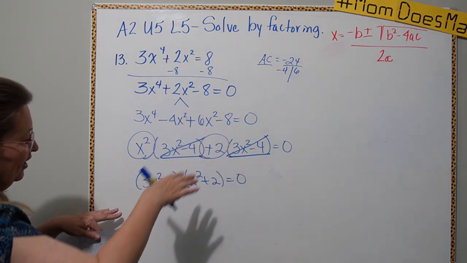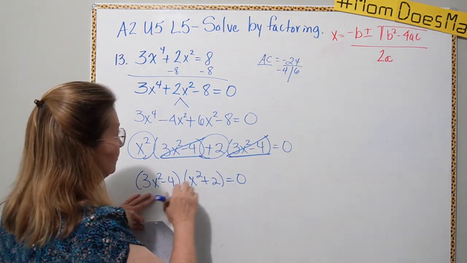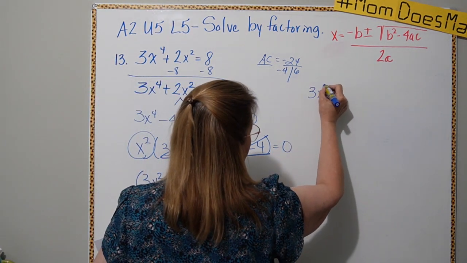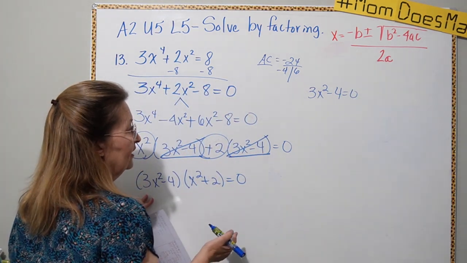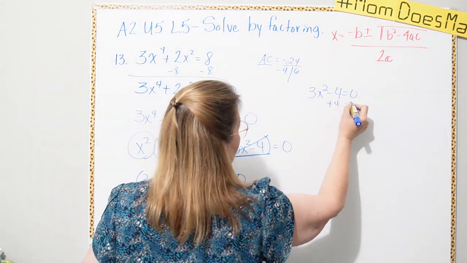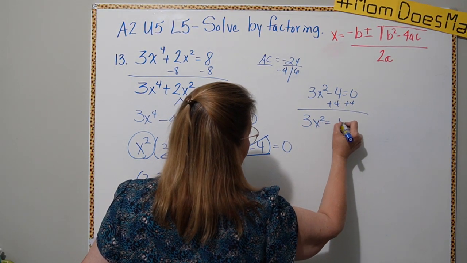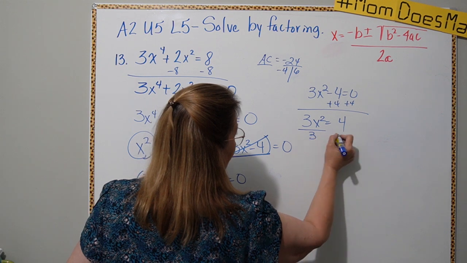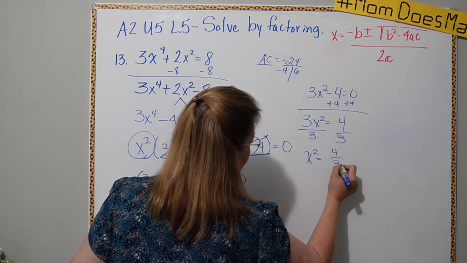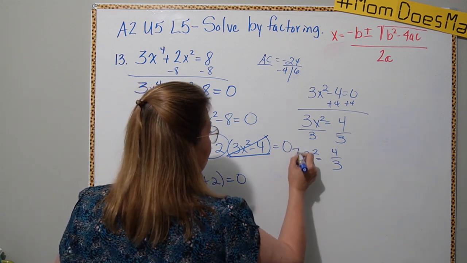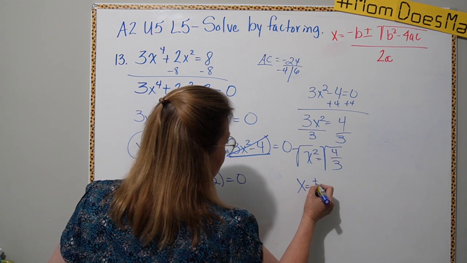So let me come over here where I have more room. We're going to solve each one for 0. So let's first take 3x squared minus 4 and set it equal to 0, and we're going to solve it down. So I'm going to add 4 to each side. So that's going to give me 3x squared is equal to 4. And then I'm going to divide both sides by 3. So I have x squared is equal to 4/3. Now I'm going to take the square root of it. Okay, so that's going to be x is equal to plus or minus.